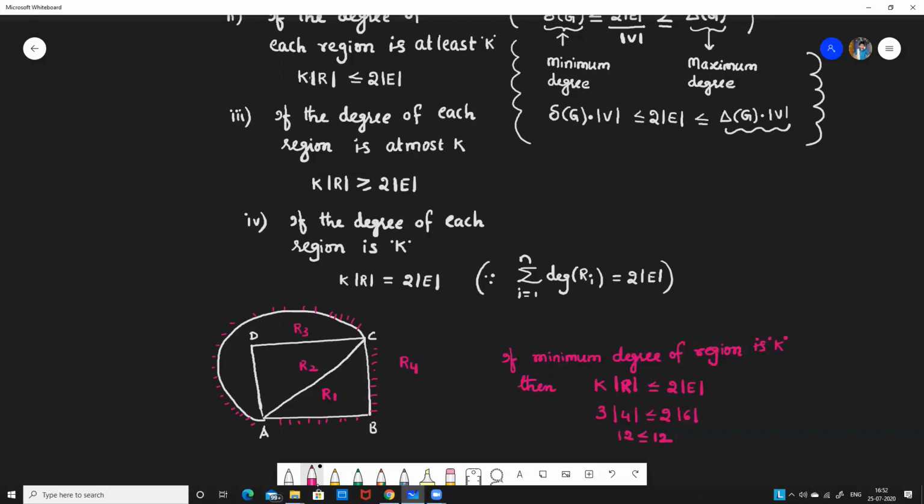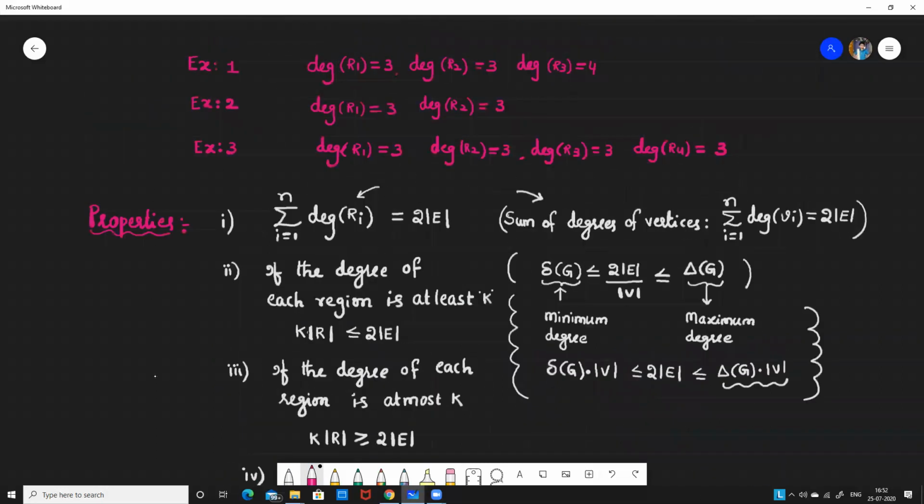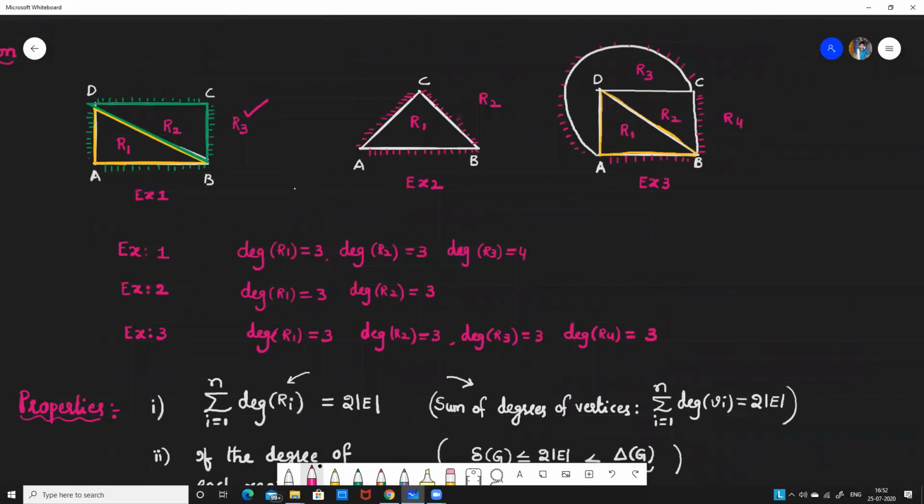So therefore 3 into 4, 12. 12 greater than or equal to 12. Condition satisfied. In fact, in this case, the degree of every region is 3. Therefore, 3 into 4 must be equal to 2 times the number of edges, that is 12. Let me take another example. We can verify it.